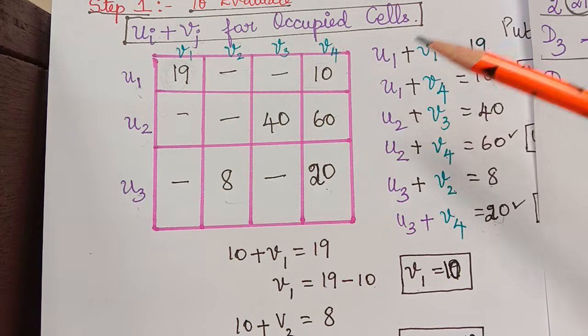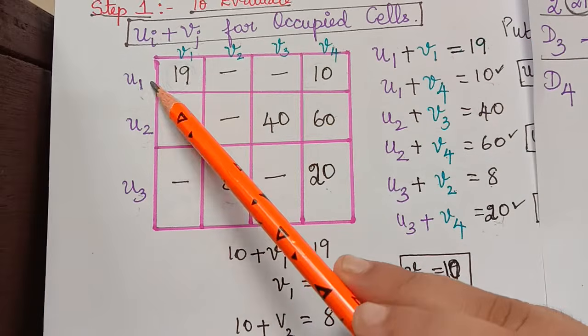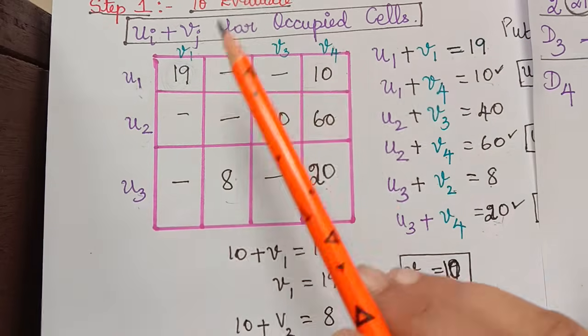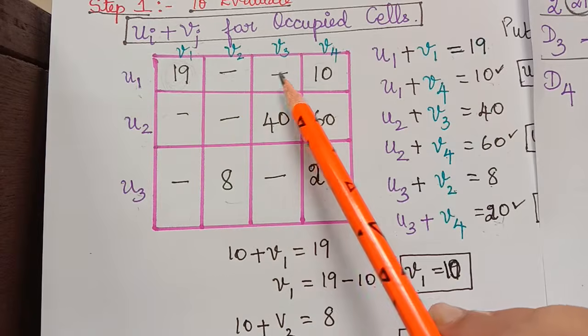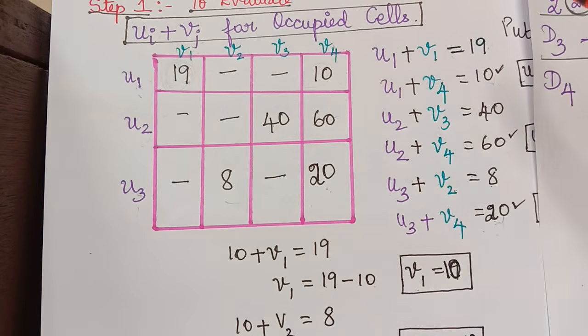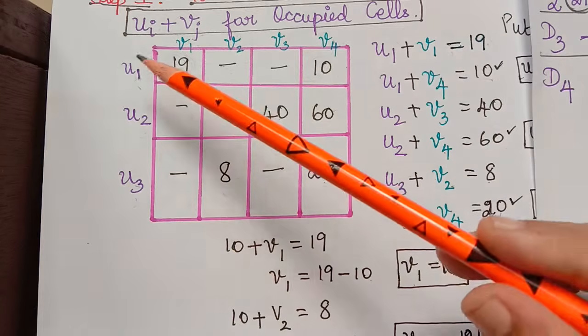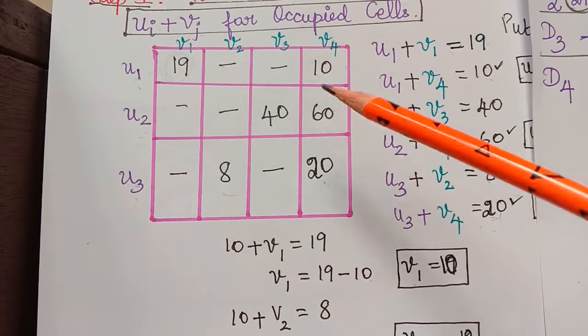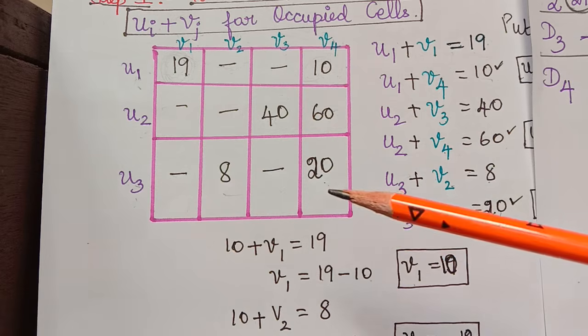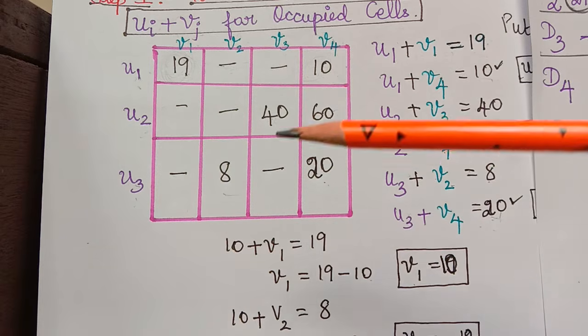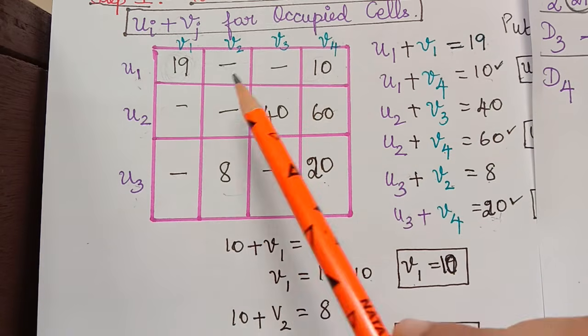That is, we want to evaluate the value of u1, u2, u3 and the value of v1, v2, v3, v4 separately. So now to evaluate that, we have to assume one of these values to be 0. But how to choose that one value to be 0? Now we have to check for maximum allocation.